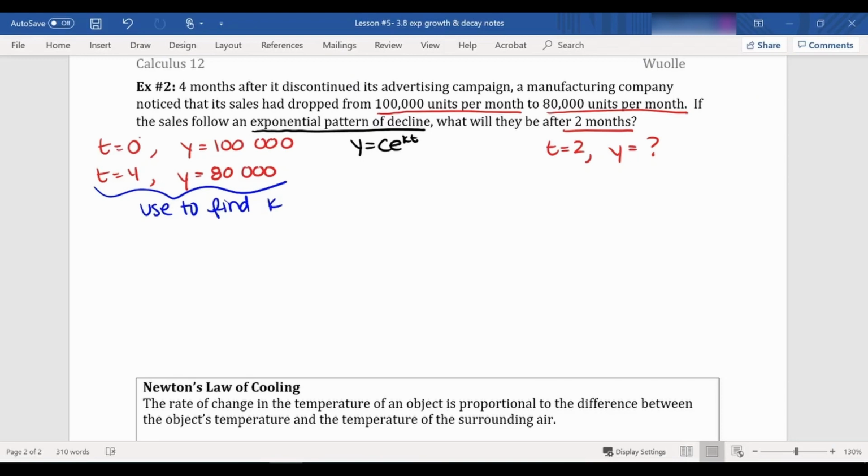So we've got y is 80,000. Our C value is 100,000, e to the k times 4. If I divide both sides, I get 0.8 equals e^(4k). Since I have an unknown exponent, I need to log both sides. I'm going to ln both sides because of the base e.